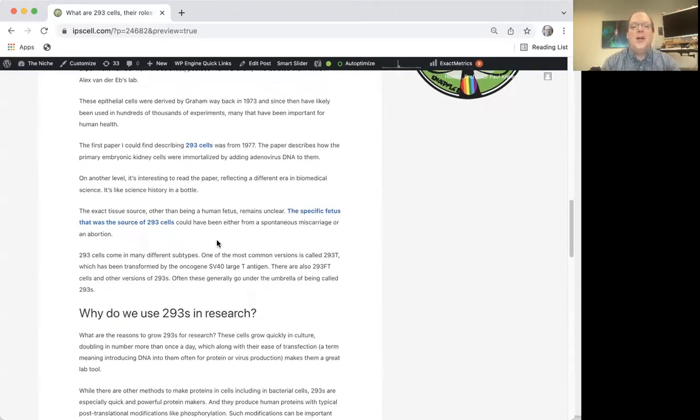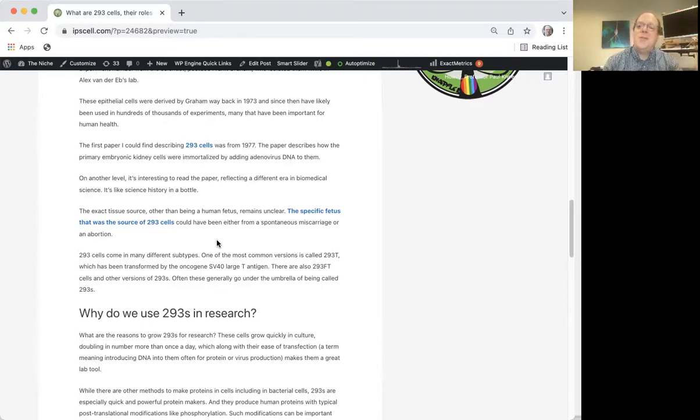Part of the reason why 293 cells are so much in the media and headlines is because they came from a human fetus, right? And so the human embryonic kidney name alludes to that. It turns out the researchers who made the 293 cells in the first place, I don't know that they have clear records on that. And so we don't really know if that fetus was from a spontaneous miscarriage or an abortion.